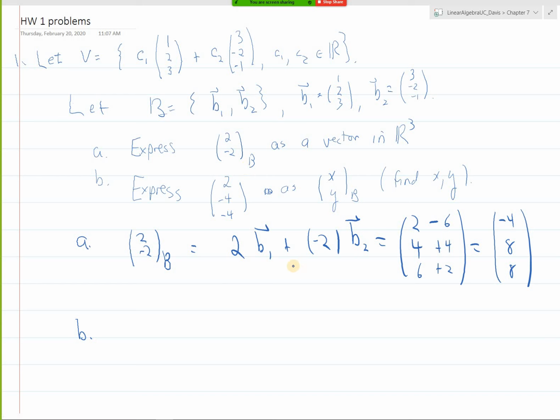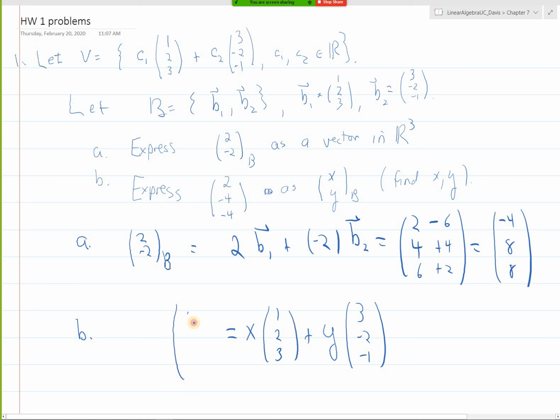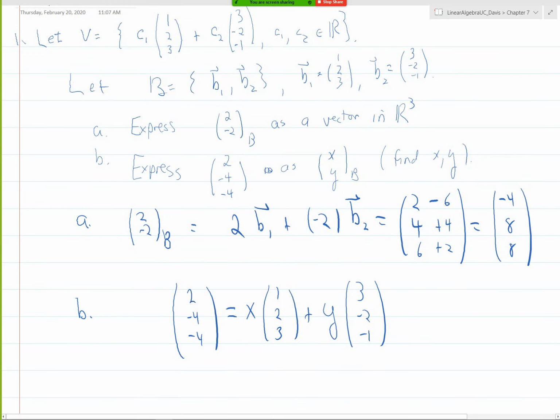Okay, so it's some linear combination of B1 and B2, so it'd be x times (1, 2, 3) plus y times (3, -2, -1). Am I on the right track there? Yes, you are. So what's this equal to? 2, -4, -4. Okay, so you're more than 50% done. So what do we do here? How do we solve this?